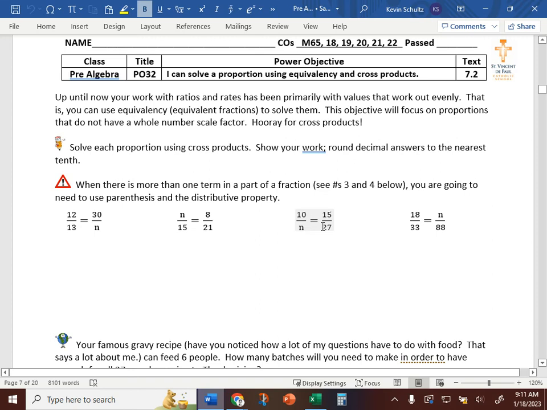Today for Algebra, we're going over PO32, solving a proportion. Yesterday we talked about how to determine whether or not something's a proportion. Now we're solving a proportion. And notice that, what do these proportions have that the others on the last page didn't?